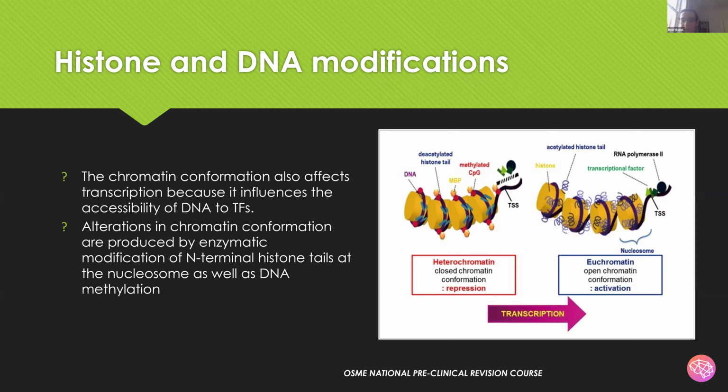Now, in addition, DNA itself can be methylated. So this can occur at something called CpG sites, and that can cause transcriptional silencing. This occurs in promoter regions and is known to regulate gene expression. These are all types of epigenetic modifications in which the gene expression is controlled by things other than the nucleotide sequence.